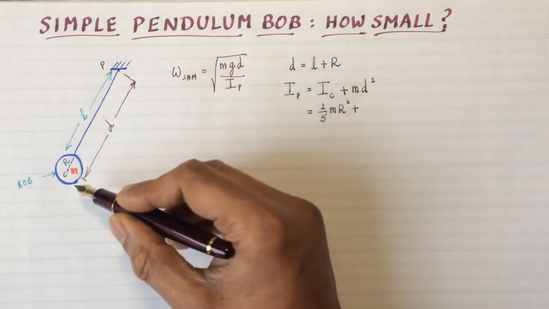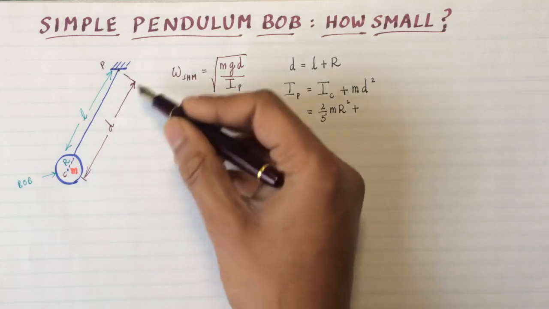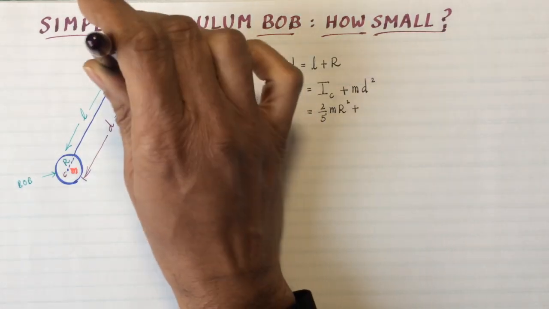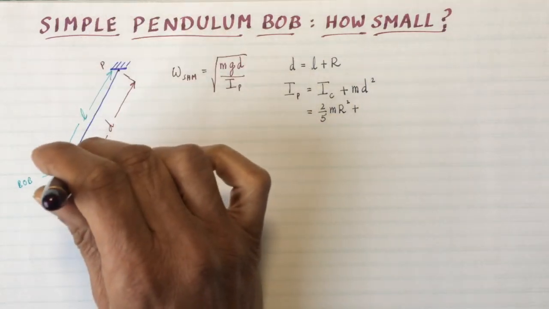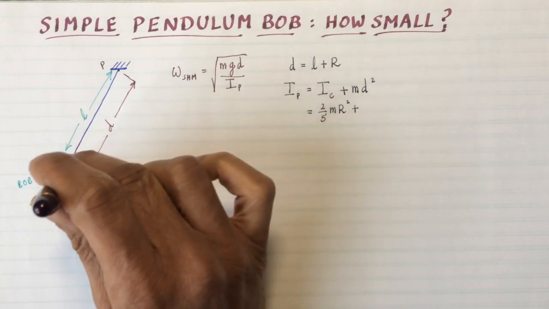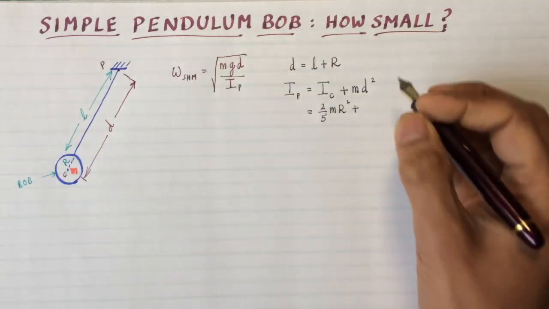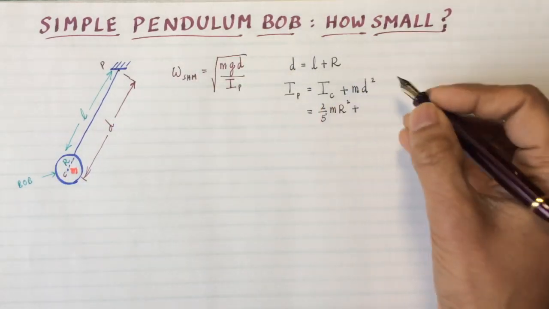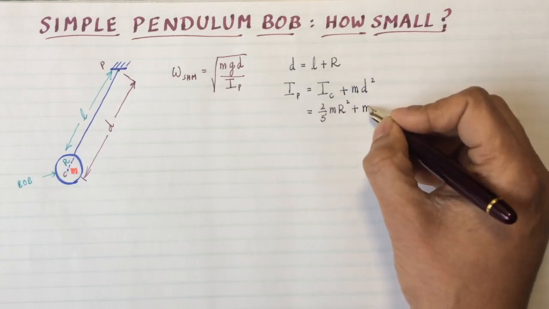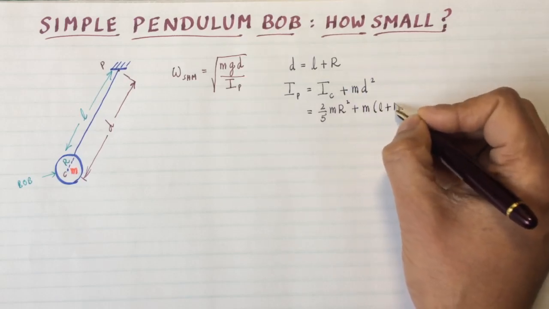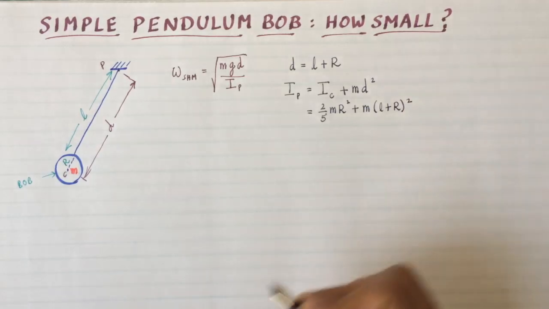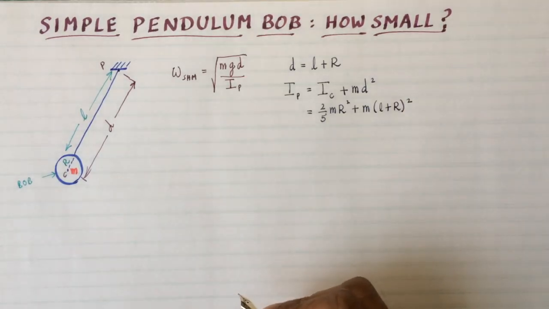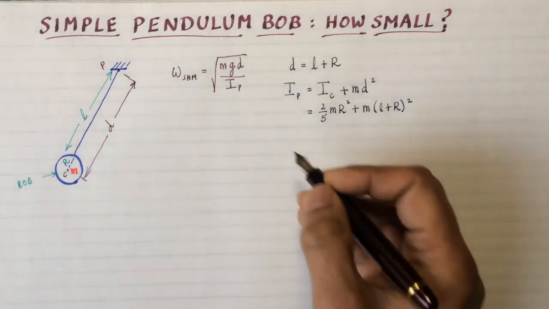plus the distance between the center of mass to the axis of rotation. The actual axis of rotation is P, whereas the old axis of rotation is the center of mass, and that distance is D, which happens to be L plus R. So that's m times L plus R squared. So already it's looking pretty complicated for something whose name is a simple pendulum. Let's see what we can do with this though.